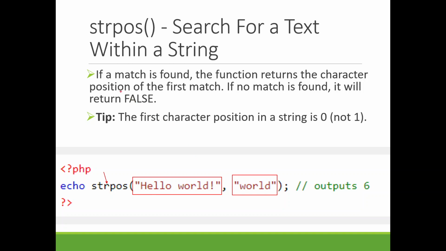It's going to give the position of the first match. So here it's going to output 6. Why? Because it's going to find the world here. So you see this is position 0, then 1, then 2, then 3, then 4, then 5, then 6. So that's why it's going to output 6. So, string position.